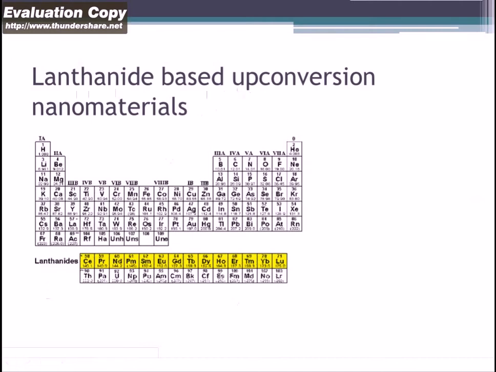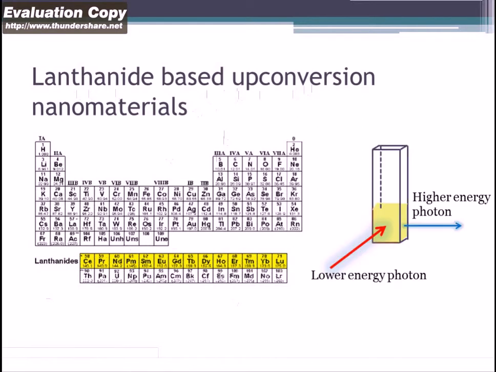Lanthanide elements describe a family of 15 elements with their 4f electron orbitals partially or fully filled. They are being widely used in the magnetic resonance imaging, fluorescent lamps, and displays, but we are more interested in their upconversion capabilities. So upconversion describes that when light interacts with matter, two light photons are combined to produce one photon with a higher energy. Thus, it can be regarded as a type of anti-Stokes luminescence phenomenon.